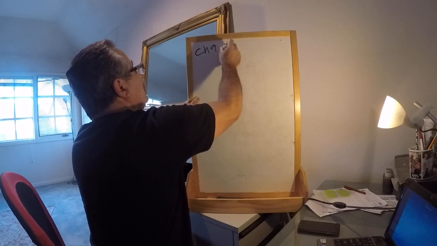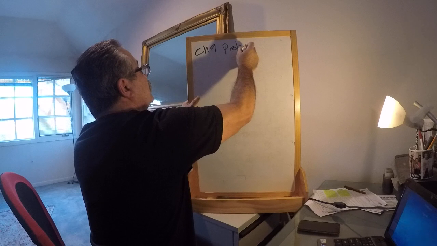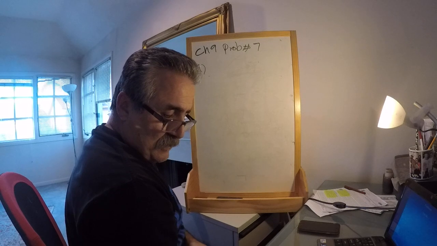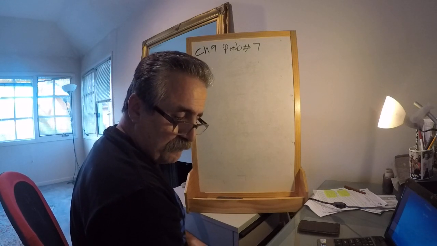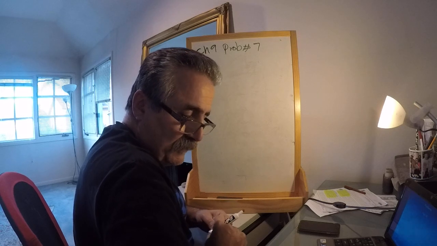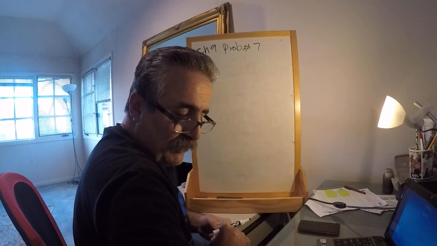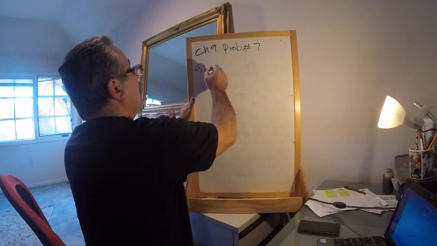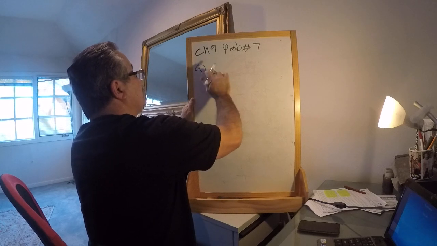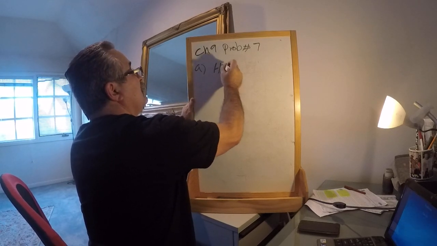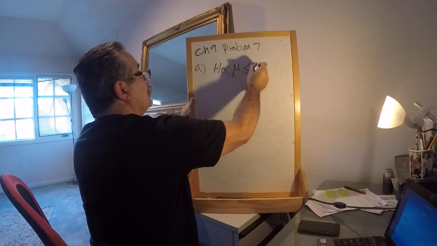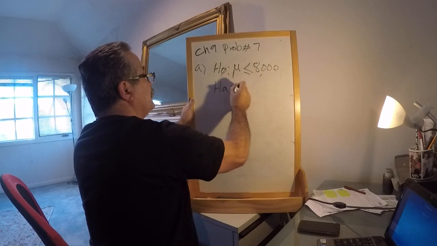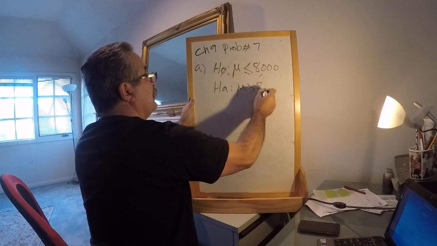Chapter 9, problem number 7, Part A. Develop the appropriate null and alternative hypotheses. So H0 states that mu is less than or equal to 8,000. HA states that mu is greater than 8,000.